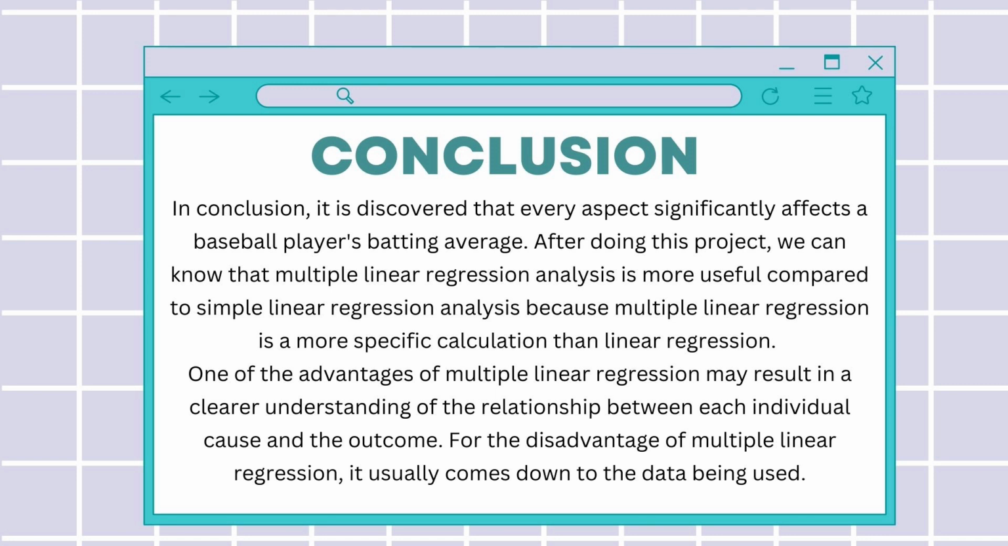One of the advantages of multiple linear regression is that it may result in a clearer understanding of the relationship between each individual cause and outcome. Additionally, it reveals the relationship between the different predictor variables themselves, as well as the links between all the factors and the outcome.